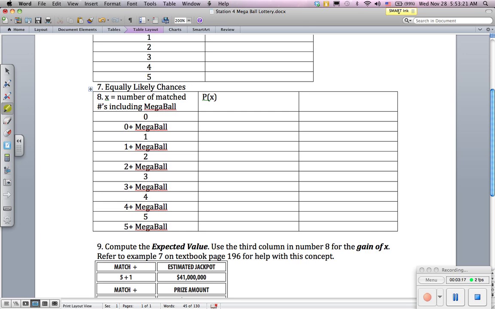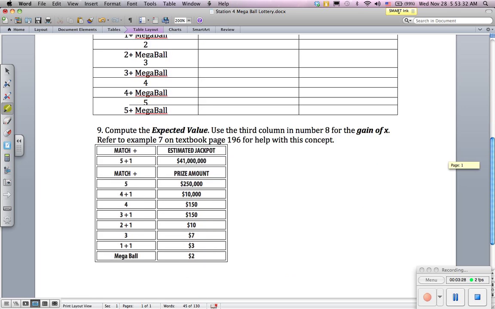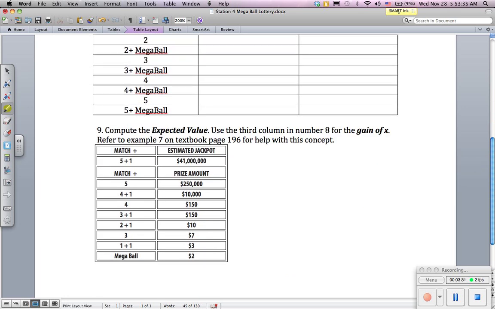This third column that I've listed here for number 8, you actually don't need it for number 8, you need it for number 9. So let's go down to number 9. For number 9, you need to compute the expected value. And the expected value is exactly what the name implies: the value you would expect to get if you played the lottery over a long period of time. You can actually compute this value. The expected value is the same as really the mean.